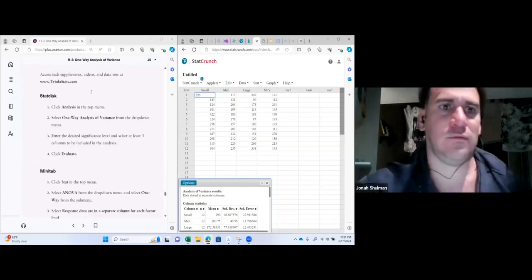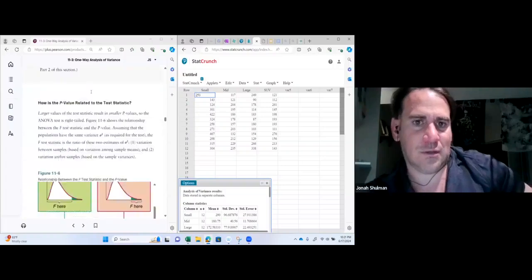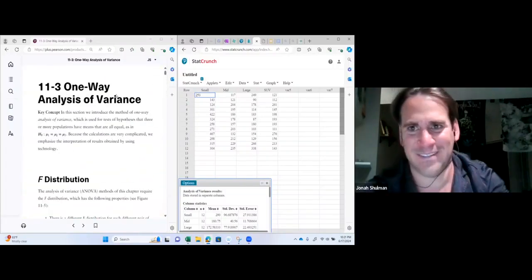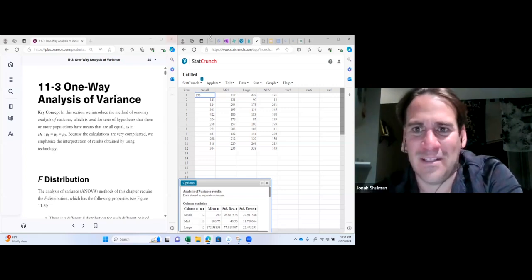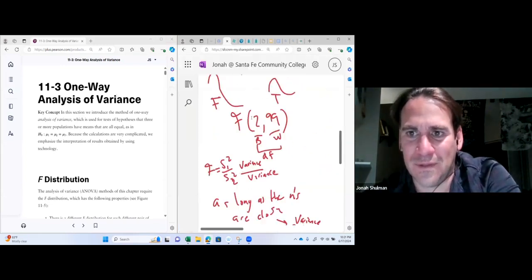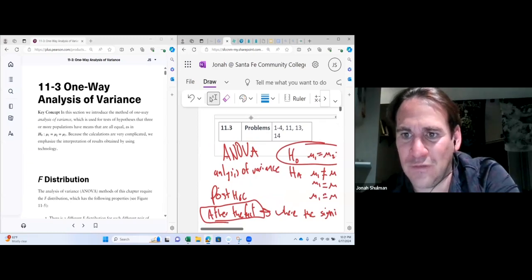So they didn't say chi-squared once. Are you surprised? I am not surprised. All right, let's see the problems. Okay, cool. I hope that was useful. All right, let's look at these problems. 1 through 4, 11, 13, 14.